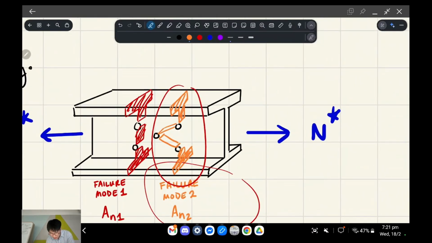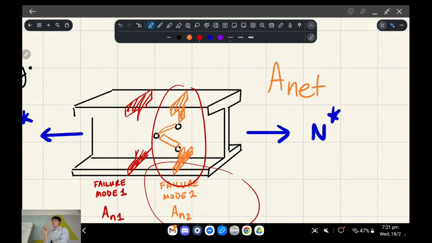Right? But the thing is, which one has more, let's call it net section? AN is A net, instead of A gross. A gross is the whole thing. We remove the material based on the bolt holes, and we get A net. So based on what you can see, which one has a higher A net?